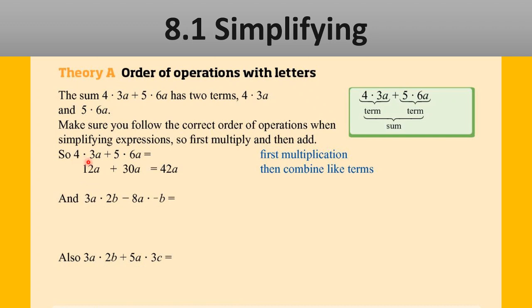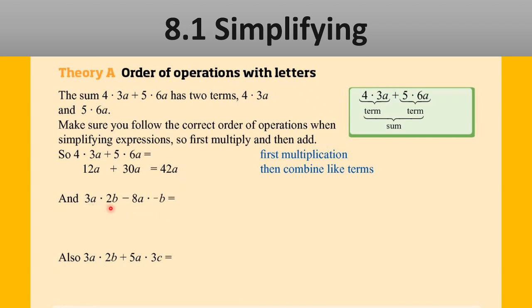So here 4 times 3a becomes 12a and 5 times 6a becomes 30a. So your intermediate step, which you have to write down by the way, is 12a plus 30a. Those are like terms, they have the same letters. So now I can say 12a plus 30a gives me 42a.